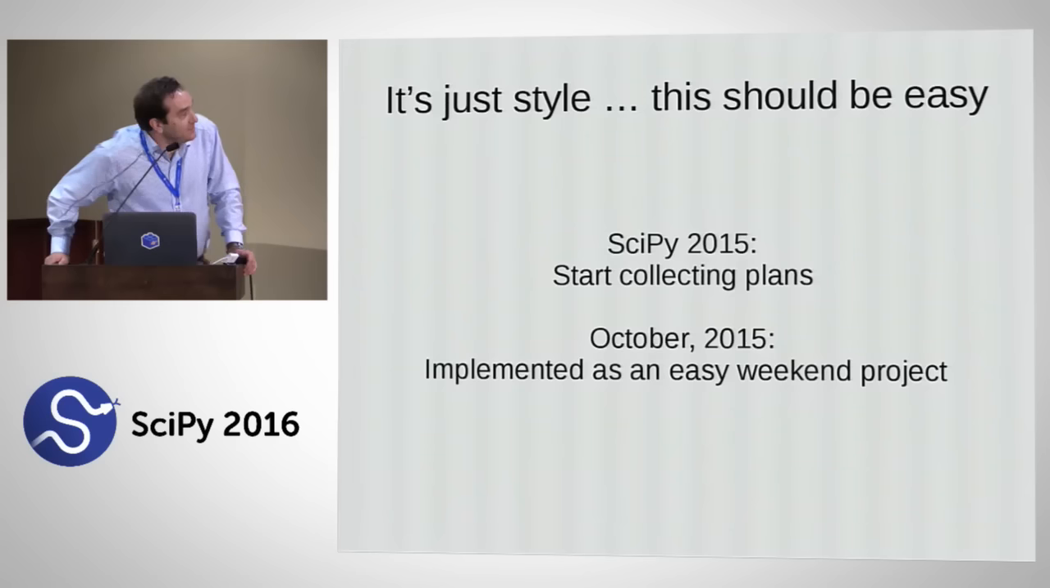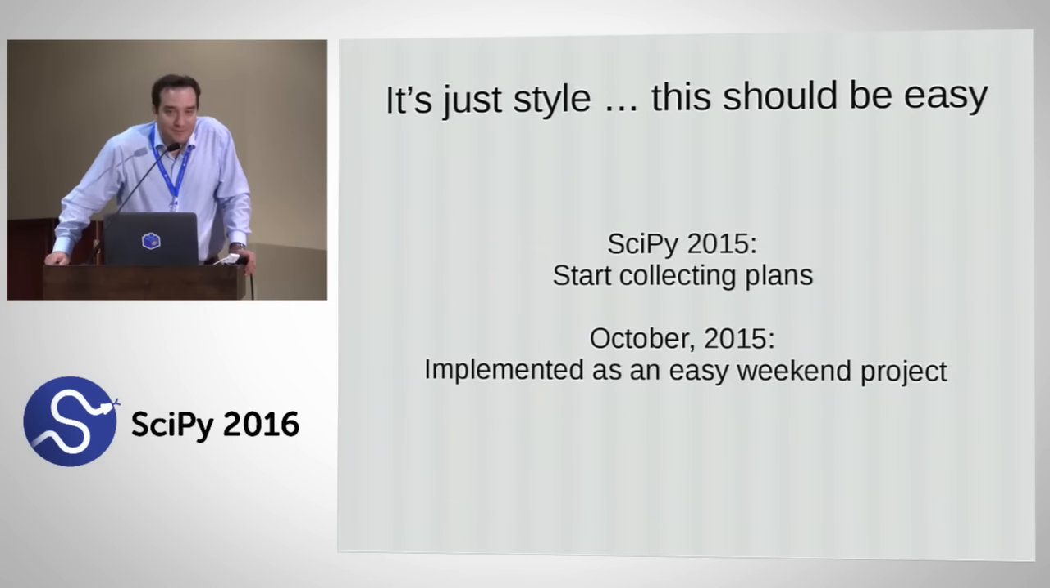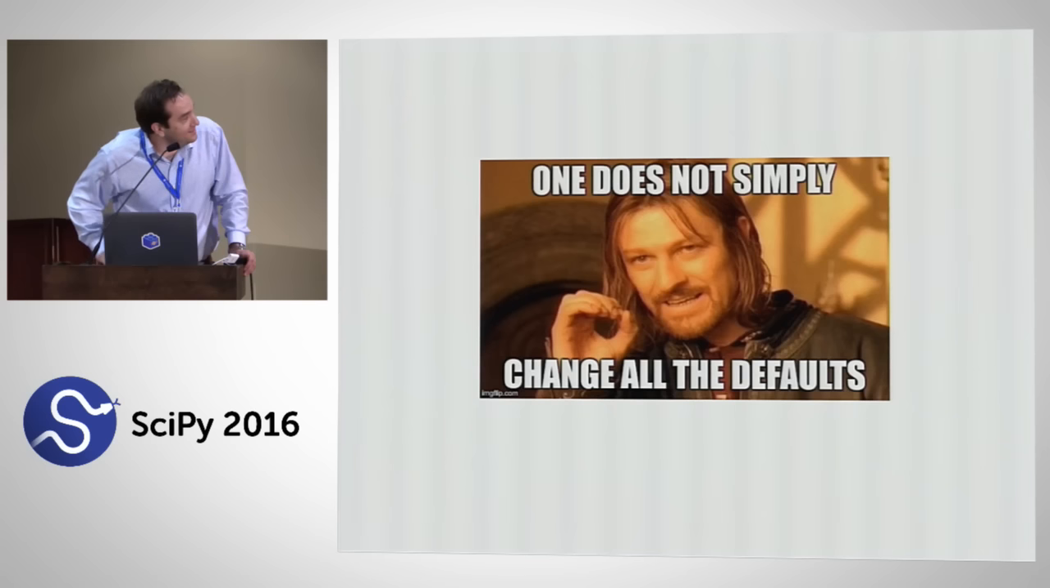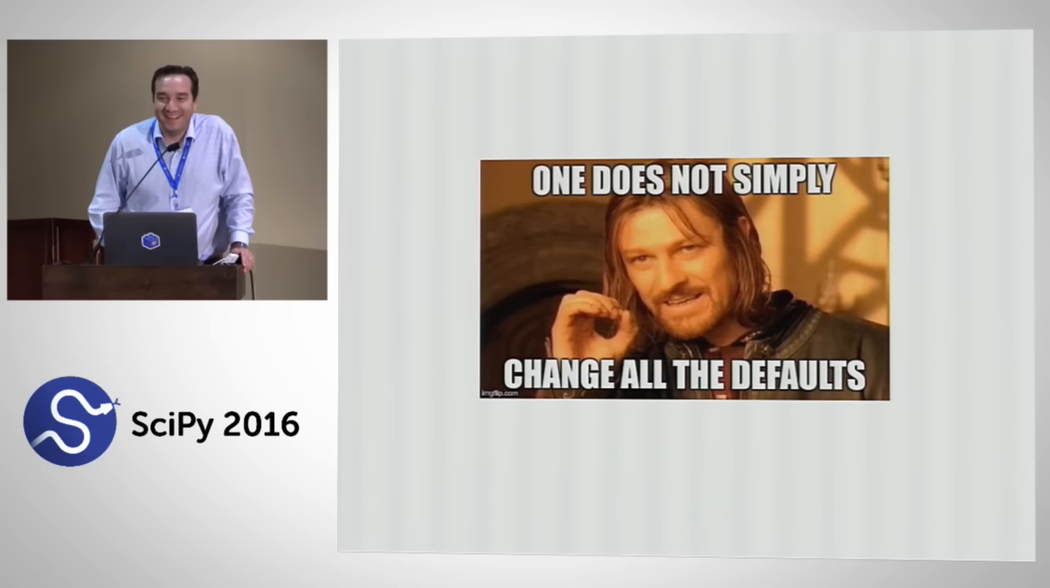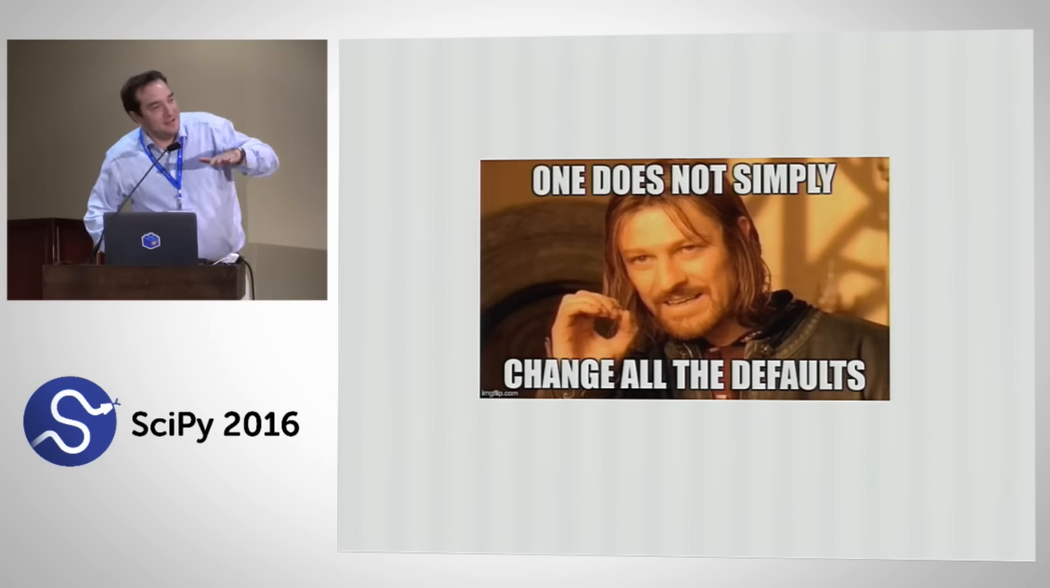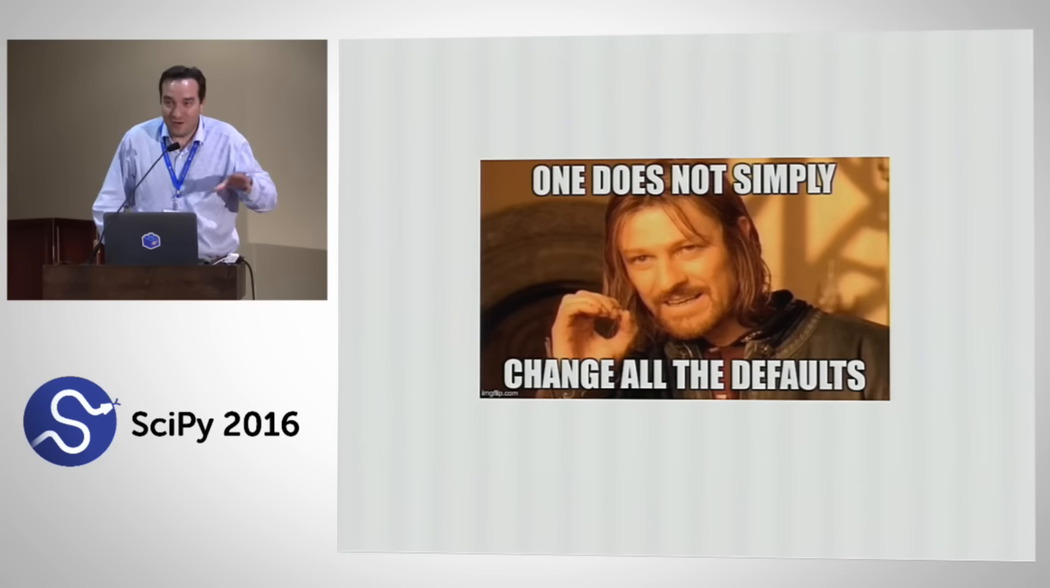So last year at SciPy, we started collecting ideas and plans from the community. Then Thomas and I met in October on a weekend in New York, and we thought, oh, this will be a nice little weekend project. We'll get it done. And here we are a year later. So what happened? I'm not going to go through a complete and exhaustive list of all the changes in 2.0. There were a lot, and I don't want to lessen anybody's great contributions to it. I'm just going to go over some that turned out to be insanely large speed bumps that seemed easy.